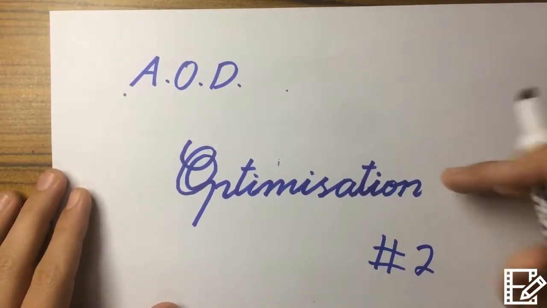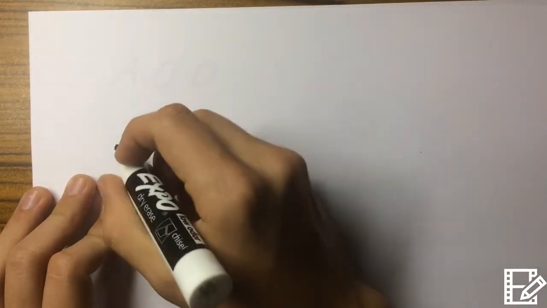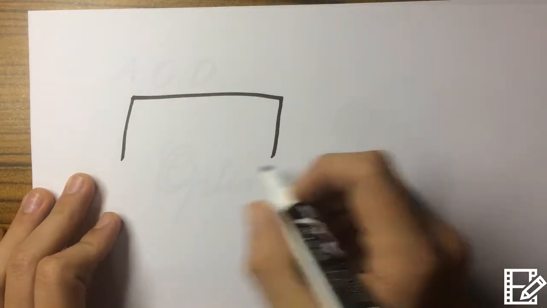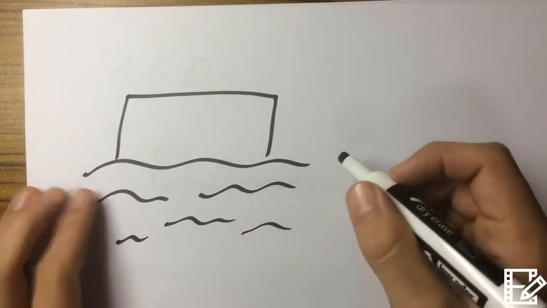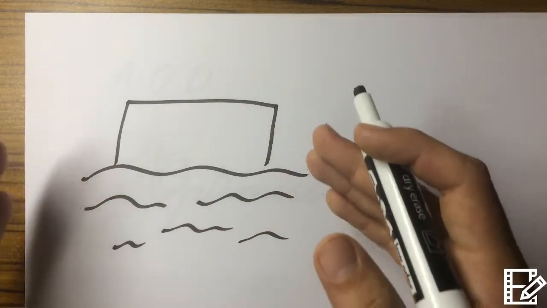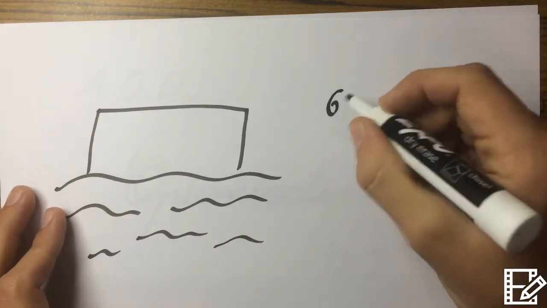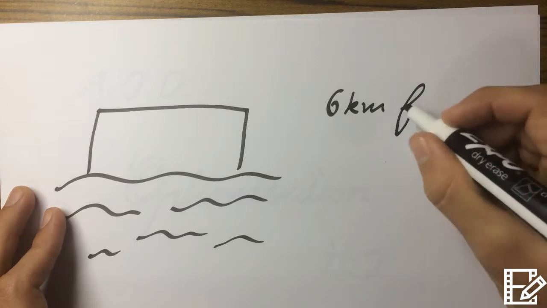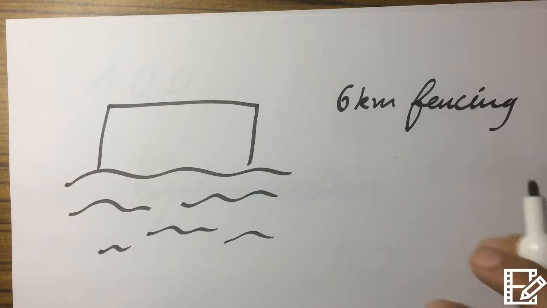This will be focusing on optimization, second video. Okay, so the example we're going to use today is going to be, just like in the other video, a farmer, and he's going to put up a fence on the beach for whatever reason he wants to. We're looking for the most area you can get out of the length he's given us, which is 6 kilometers of fencing. So this is a bigger paddock than in the previous video.